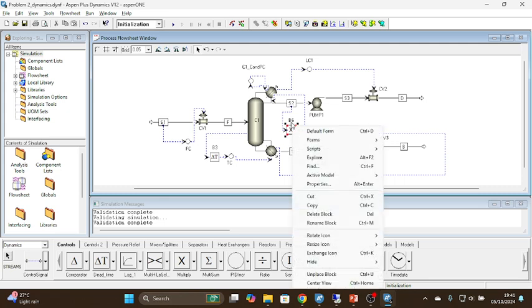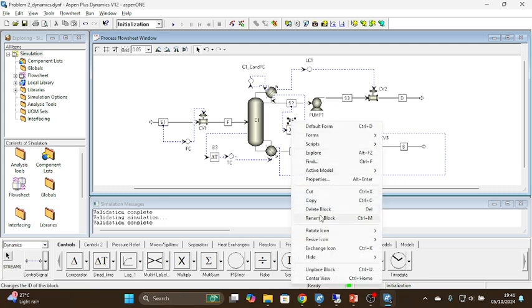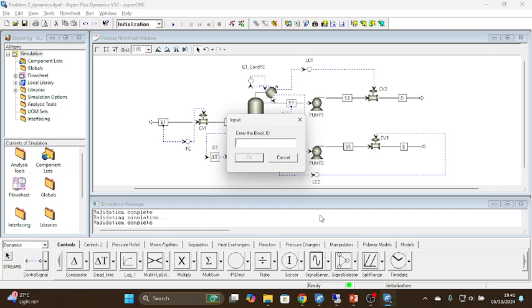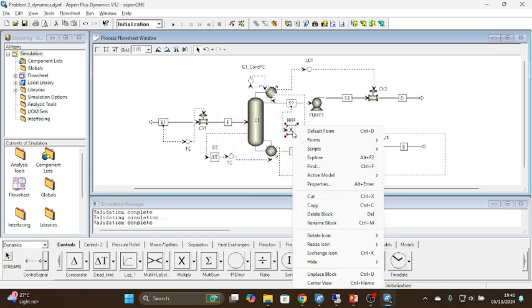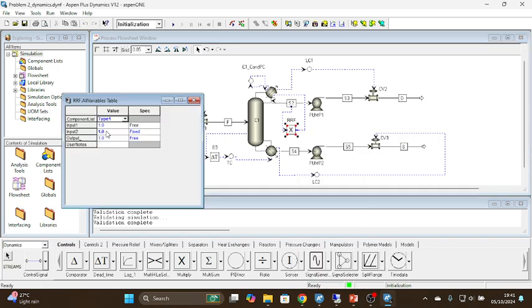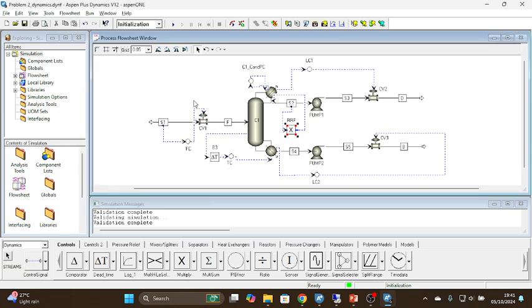Now for this, let us rename this as reflux ratio fixed. And for all variables, this input 2, we are going to fix it as 2. Okay. So now almost everything is complete.